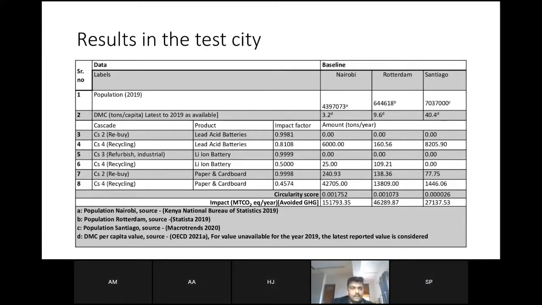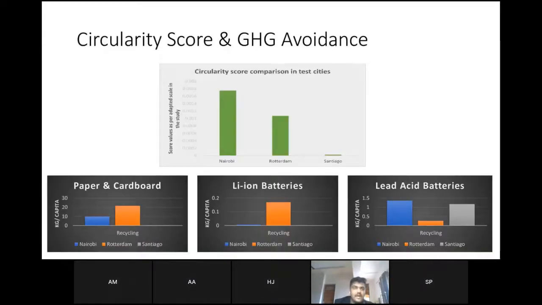Here also on the screen, in the result table, you could see that there were no particular reuse processes existing for batteries, for lead acid and lithium ion batteries, whereas for recycling, there were certain processes. And based on this data and using the indicator proposed, we found the circularity score. And in addition to that, we also found the impact value, which is how much total greenhouse gas emissions were avoided due to the recycling and the reuse processes in the cities.